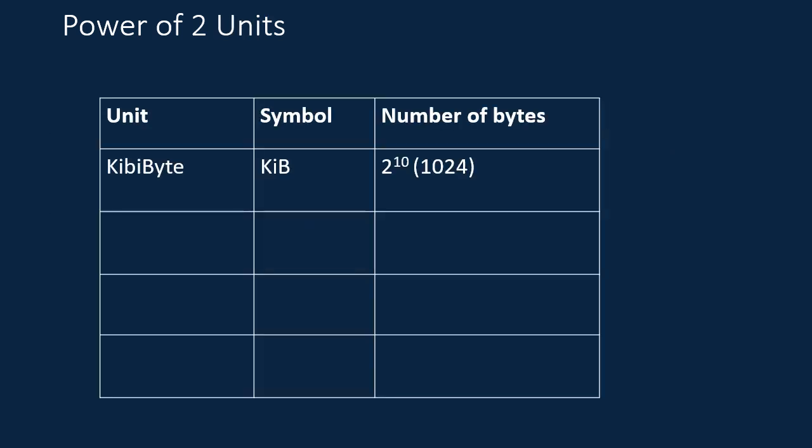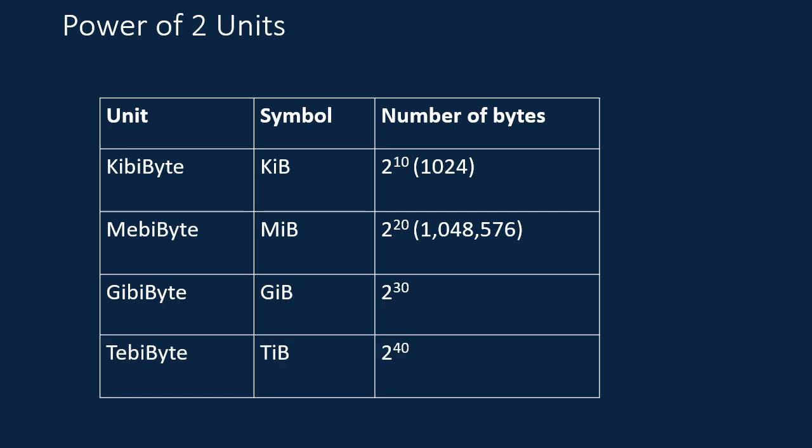So with power of 2 units, we have the kibibyte. This is 1024 bytes. We have mebibyte, which is just over 1 million bytes. We have the gibibyte, which is 2 to the 30 bytes, and then we have tebibyte, which is 2 to the power 40 bytes. So you can see kibibyte is 2 to the 10, mebi is 2 to the 20, gibi is 2 to the 30, tebi is 2 to the power 40.